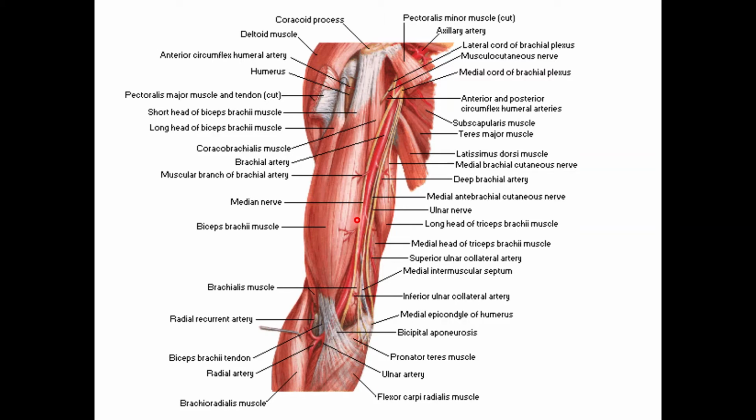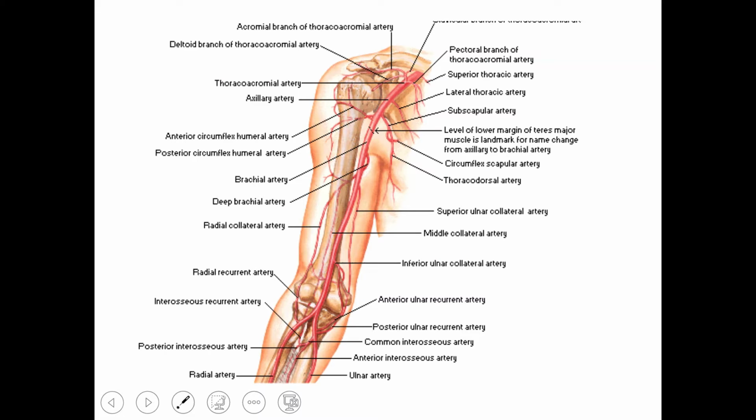Regarding the branches of the brachial artery, the entire brachial artery gives 5 branches in total. The very first and the largest branch is called the profunda brachii artery. Yes, the very first and the largest branch of the brachial artery is the profunda brachii artery.